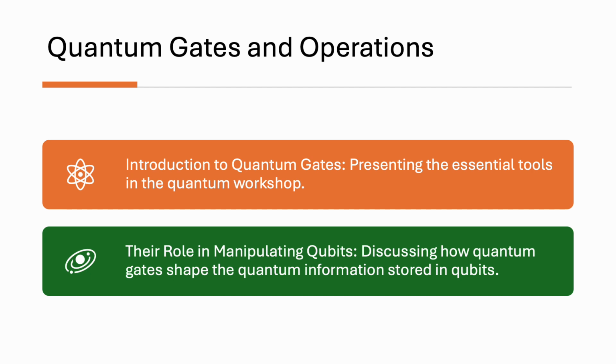Each quantum gate is like a unique instrument in an orchestra, contributing its distinct melody to the symphony of quantum computation. Quantum gates aren't just fancy counterparts to classical gates, they are transformative operators that shape the quantum information stored in qubits.